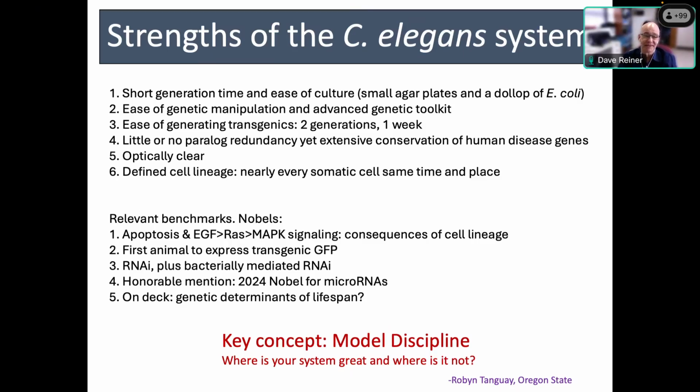And so one key concept here is that of model discipline. And I want to emphasize that in this context, I was originally familiar with the concept, but the term came from a conversation with a seminar invitee several years ago, Robin Tanguay. And I love the term model discipline. Knowing what your system is great at and knowing what it's not great at and designing your questions and your experiments appropriately. Next slide, please.